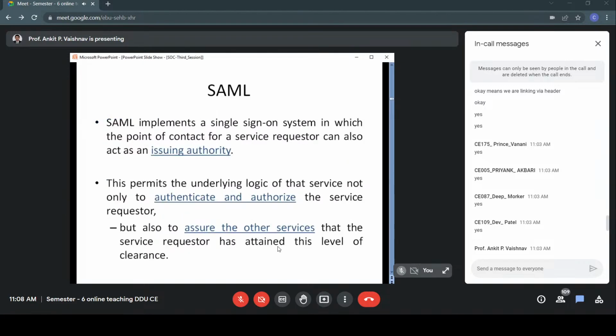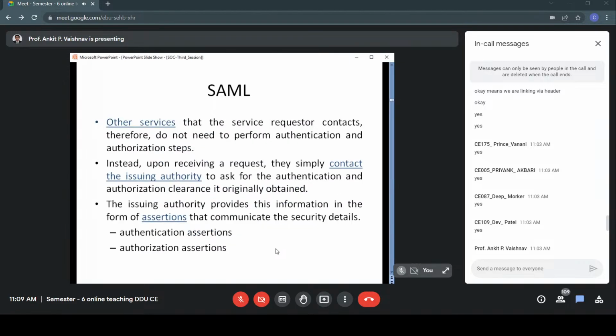Once the other services know that this service is already authenticated, the other services that the service requester contacts do not need to perform authentication and authorization steps. So it is a one-time process. And that is why I think you are getting the name single sign-on. That is why it is called single sign-on. It is done only once. Clear with this concept at least?